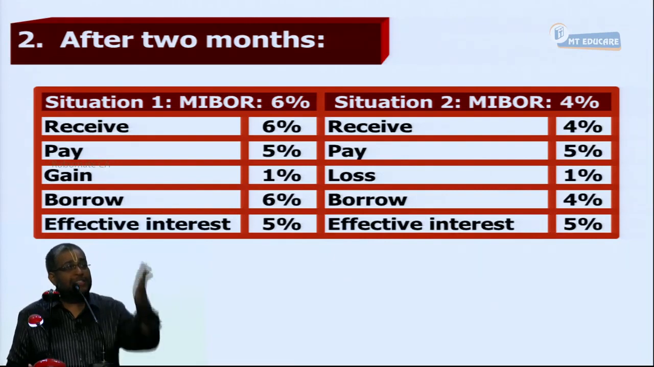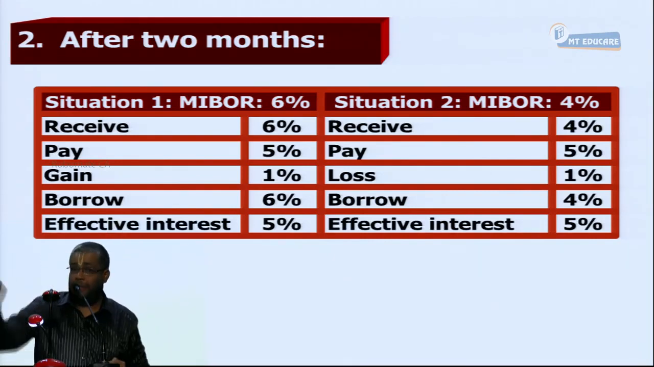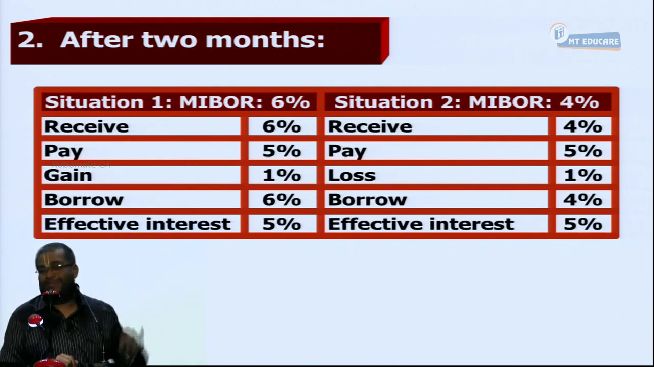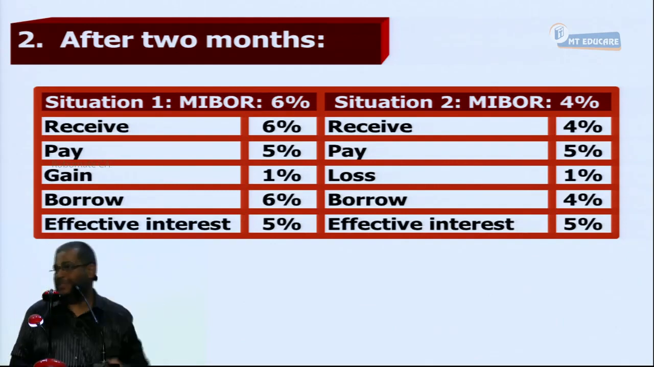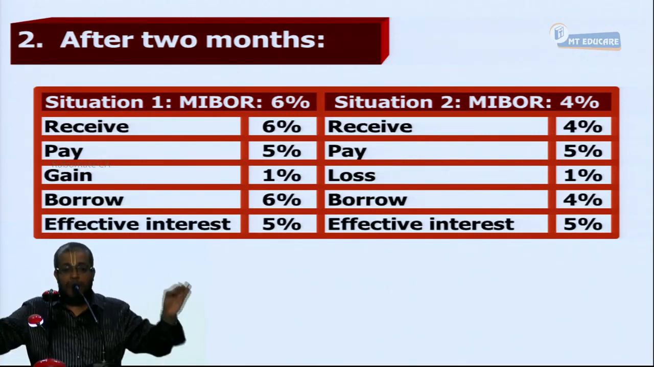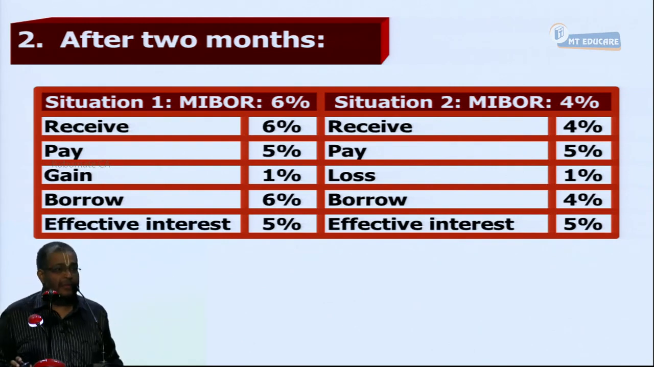What you can do, instead of a forward, go for an option. Instead of buying MIBOR, go for a call option on MIBOR. Go for a call option on what? MIBOR. So what is the strike price? 5%. Yes or no? No. Go for a call option on MIBOR with a strike price of 5%. Are you all following what I am discussing or not?